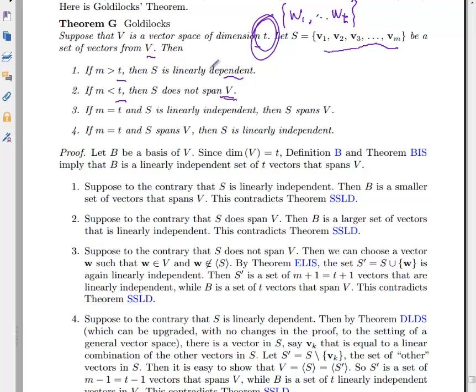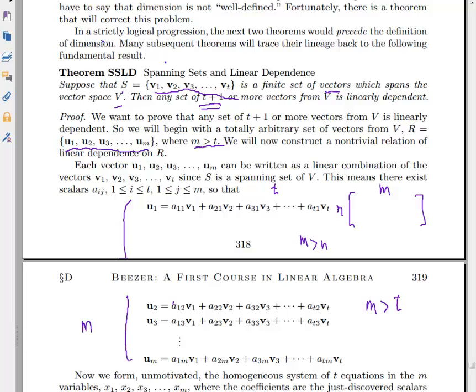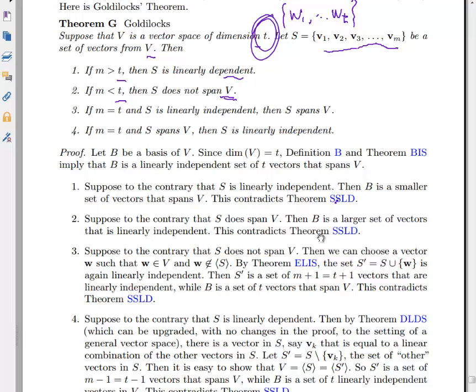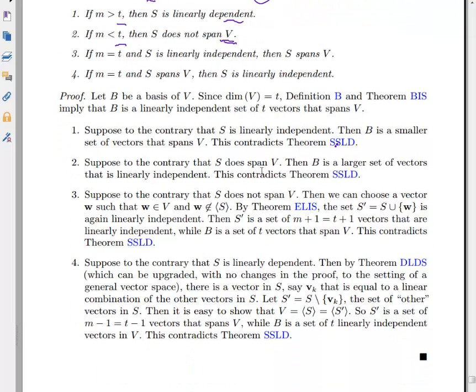If M is greater than T, then S is linearly dependent. We saw that before. That was this theorem, SSLD. Let me go back there. Okay, so this says that if you have a finite set of vectors which spans the vector space, that's your basis. If you have more than that, then they're linearly dependent. On the other hand, if you have fewer than T vectors and you have a set that spans V, then you have one basis that has more vectors than another one. So that's also not possible.